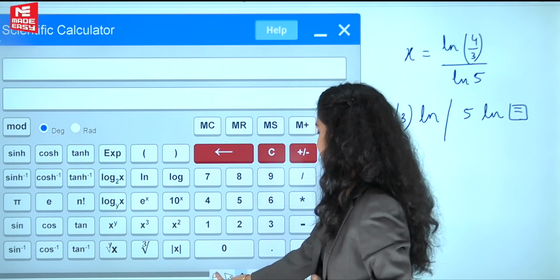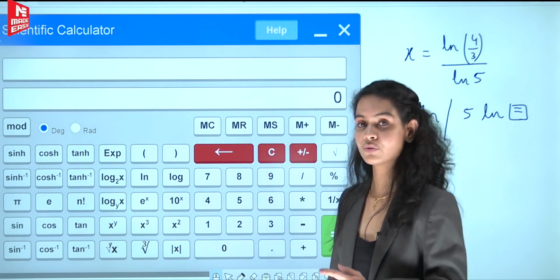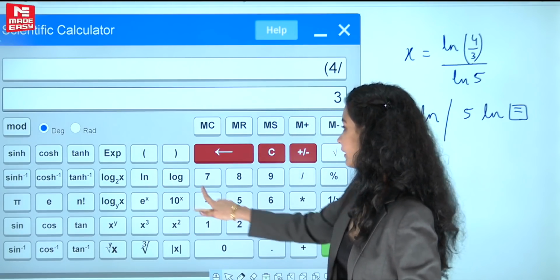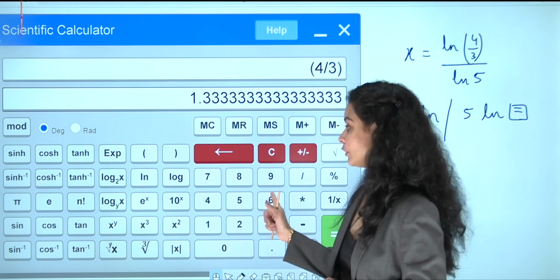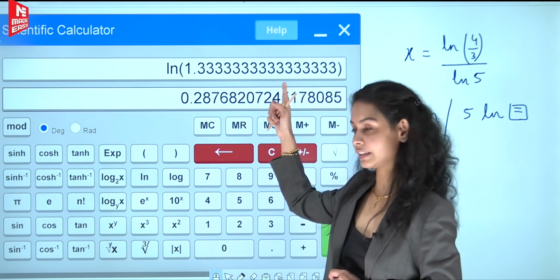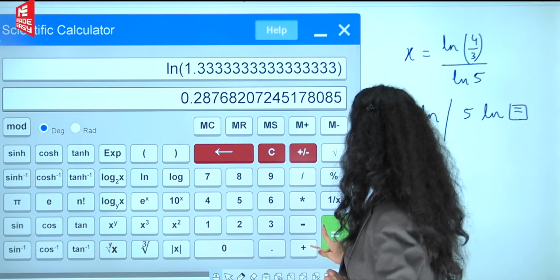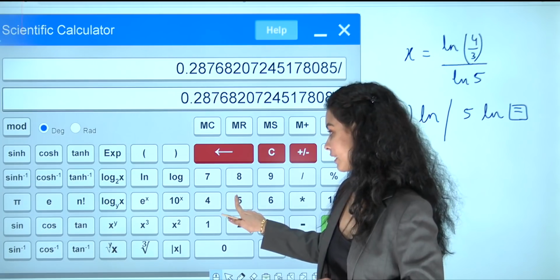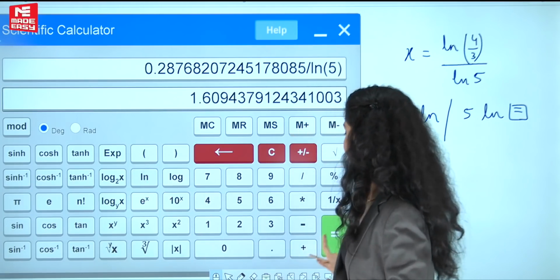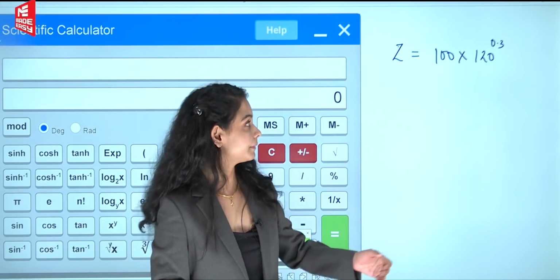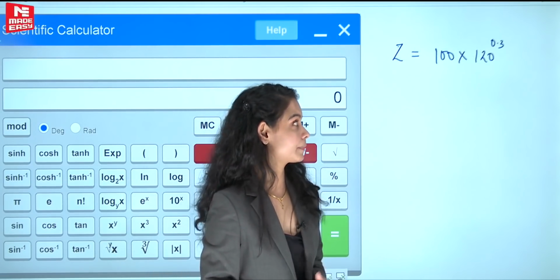Let's perform this on the virtual calculator. So first is 4/3. So 4 divided by 3, close the bracket, then you press ln, that is here. ये आपका न्यूमरेटर की वैल्यू आ गई. Then divided by ln 5. So 5 ln, press equal to. This is your answer.